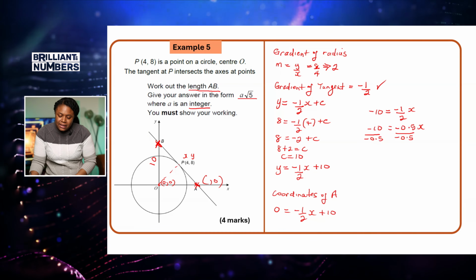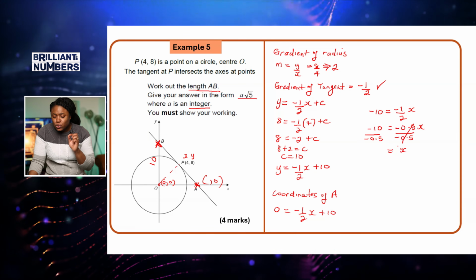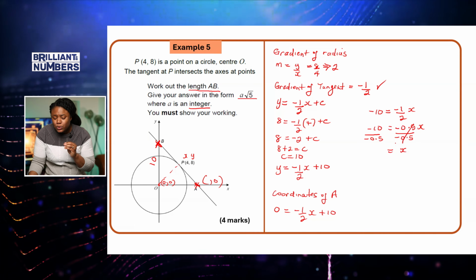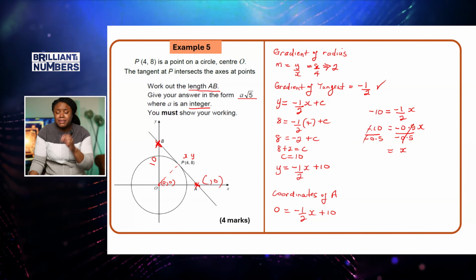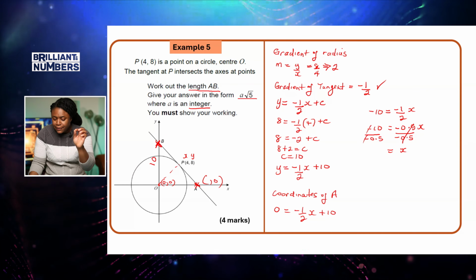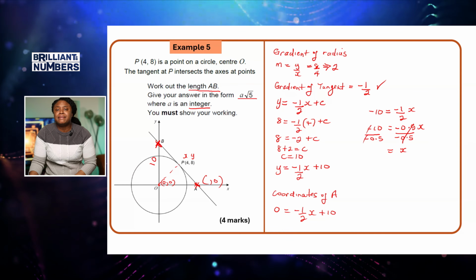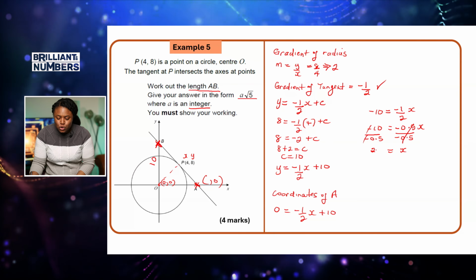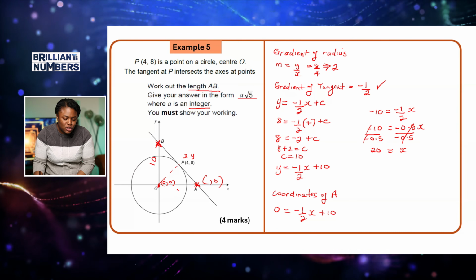Now this cancels out, leaving me with x, which is what I'm after. Very important to note here, I'm dividing two negatives. Dividing two negatives will give me a positive. And remember, I'm just going to cancel that out, give myself the focus straight away. Remember, dividing by a half is the same as multiplying by 2. So this will give me 20. So that means the distance from the origin to A is 20.